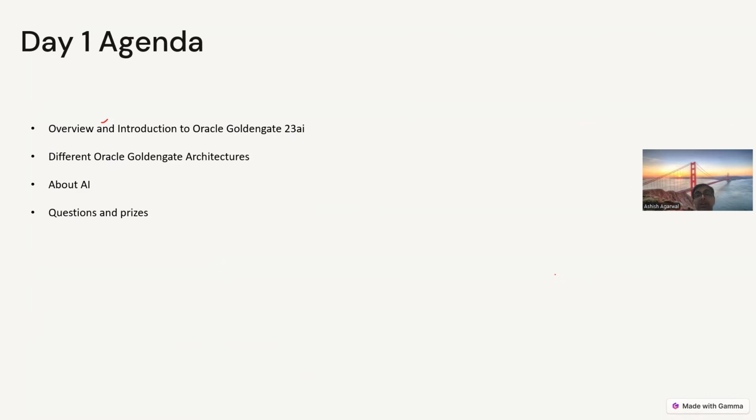So day one session agenda includes overview and introduction to Oracle GoldenGate 23 AI. What are different Oracle GoldenGate architectures? We'll discuss AI, artificial intelligence, and we'll definitely have, as I mentioned, questions and prizes. Don't miss out on those. I'll be asking questions where you can win the prizes. We'll be distributing Amazon gift cards.